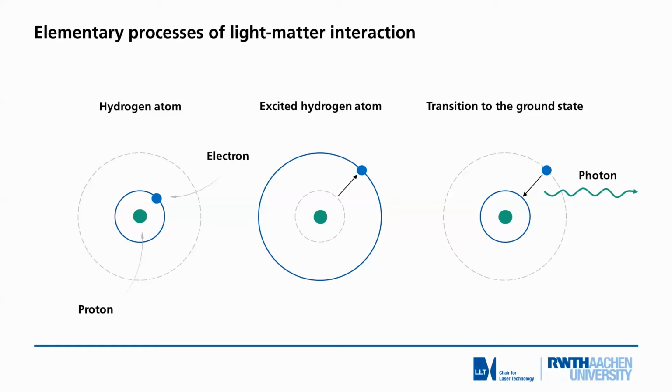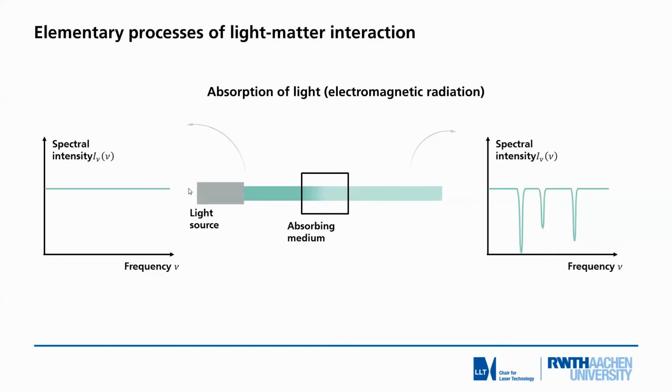So to start with, we will take a look at the elementary processes of light-matter interaction, and as an example we display here the simplest atom we can think of, a hydrogen atom. What you probably know is that if we put some energy into the system and excite an electron which is here in the ground state, then it will move up to a higher state of excitation. And finally, the excited atom relaxes under the emission of a photon. So let's take a closer look at the processes of emission and absorption of light as an example.